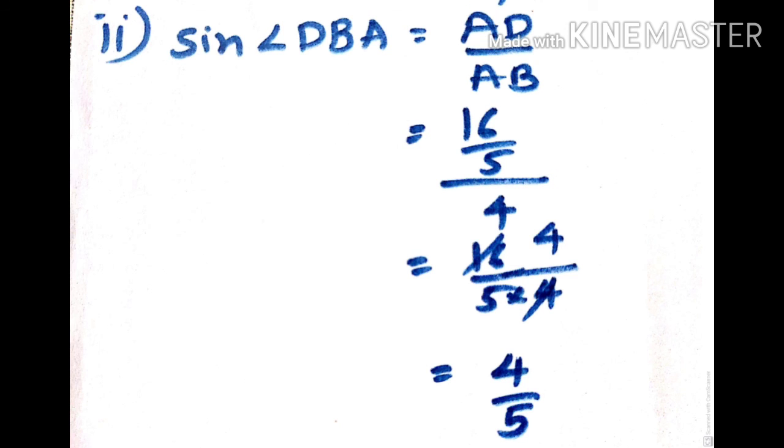Now for the next, second value, sine of angle DBA. So in triangle DBA, we will take sine of angle B. So sine means opposite upon hypotenuse, and opposite to angle B is AD and hypotenuse is AB. So we write AD upon AB. Values: AD value is 16/5 and AB is 4. So we write 16 upon 5 into 4, and with cancellation we write 4/5 as our sine angle DBA.